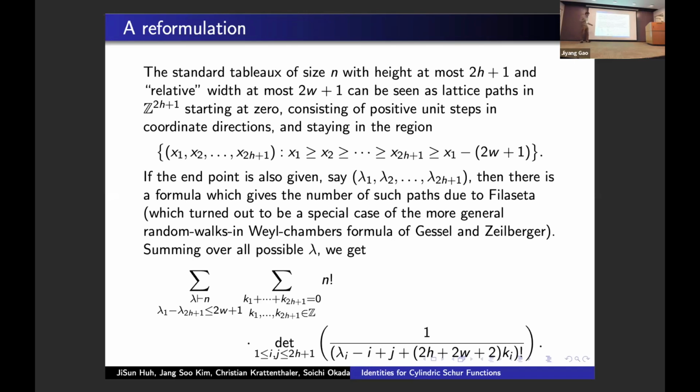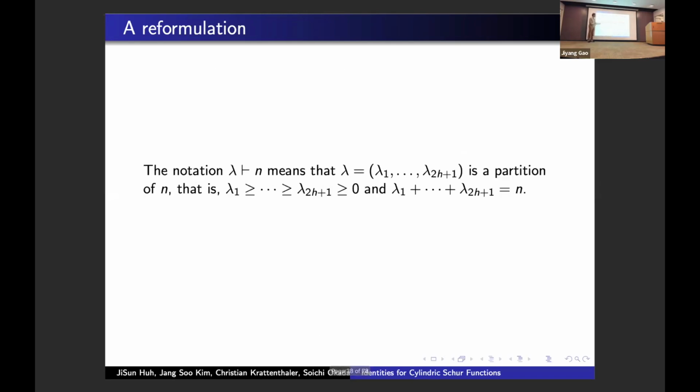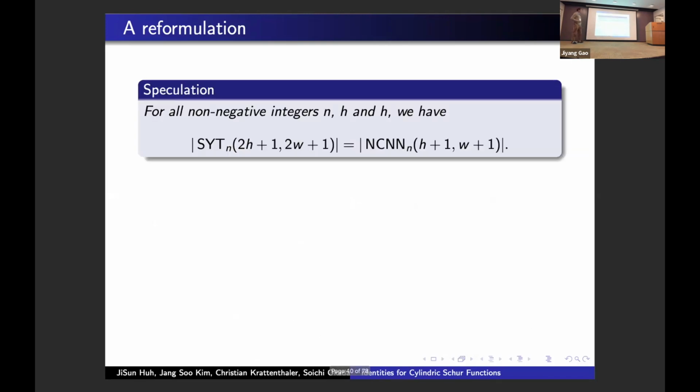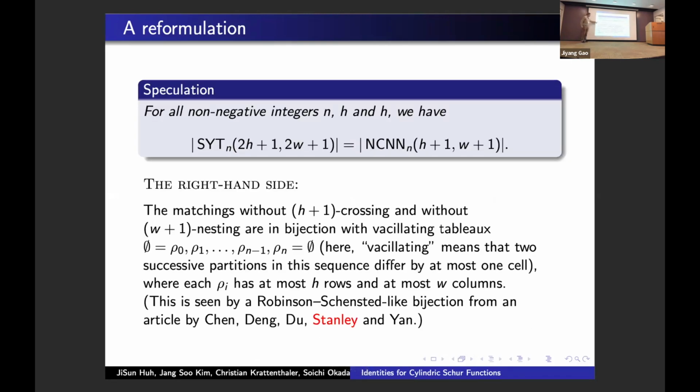It's a bit complicated, that's true. We have to sum over partitions. So this symbol here means lambda is a partition of n. And this is a multiple summation, but still it's a formula. So what about the right-hand side? The matchings are in bijection with what are called alternating tableaux. So again, these can be interpreted as certain paths. The bijection is described in the paper by Richard and many authors.